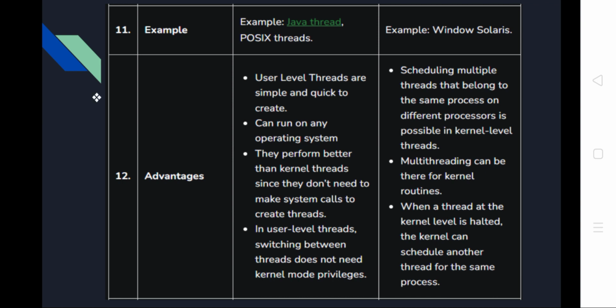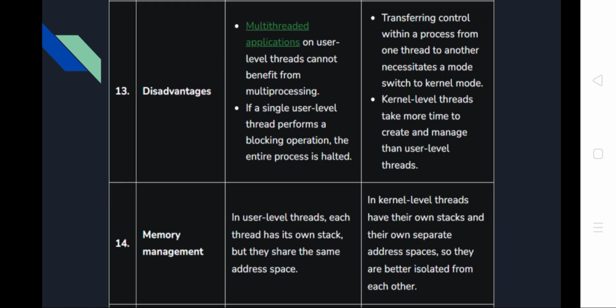So next are the disadvantages. Multi-threading applications on user level threads cannot benefit from multiprocessing. If a single user level thread performs a blocking operation, the entire process is blocked. And in the case of kernel level threads, transferring control within the process from one thread to another necessitates a mode switch to kernel mode. That means you have to switch from user mode to kernel mode in order to do the operation. Kernel level threads take more time to create and manage.